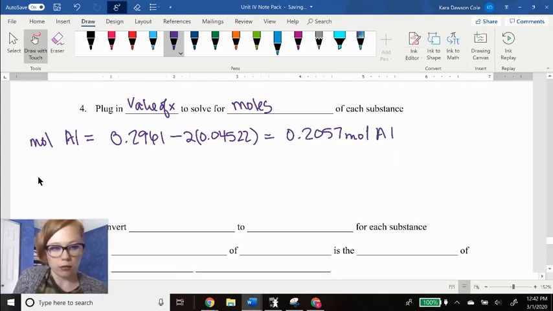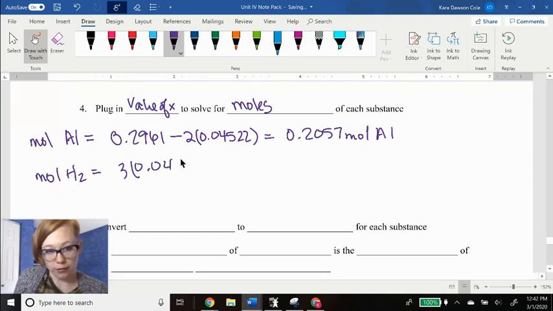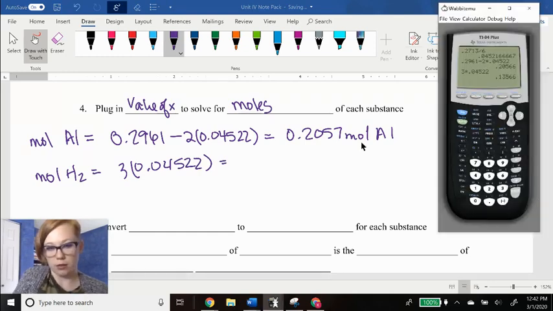Okay, so for moles of H2, I'm going to do 3 times my x value, which is 0.04522. And that's going to give me 0.1357.